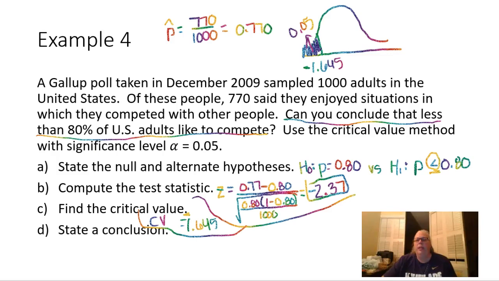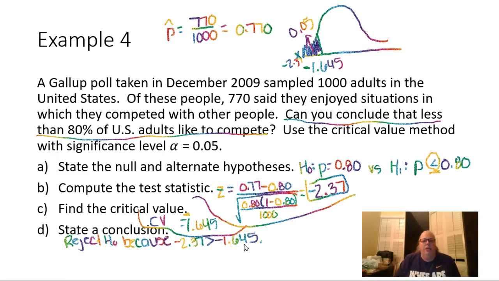And negative 2.37 is actually smaller than negative 1.645. In fact, it'll be back here somewhere. And so since it falls inside the shaded area, we are going to reject our null hypothesis. And here is our statement for our conclusion. We're going to reject the null hypothesis because our test statistic, negative 2.37, is, that should be a less than, not a greater than sign, than the negative 1.645. Okay, so one more time. We reject the null hypothesis because our test statistic negative 2.37 is less than our critical value negative 1.645. It is in the shaded region, so we do reject.